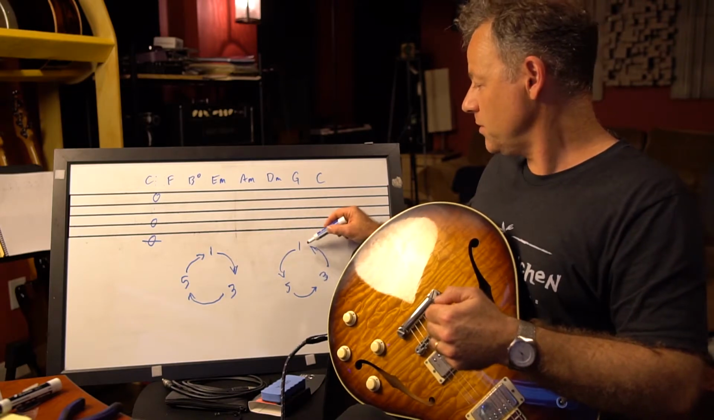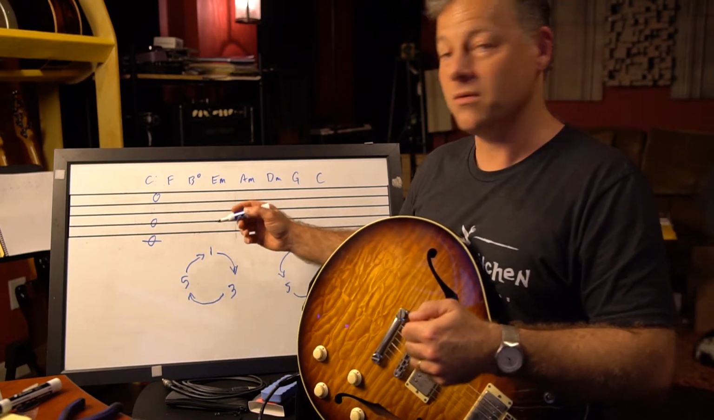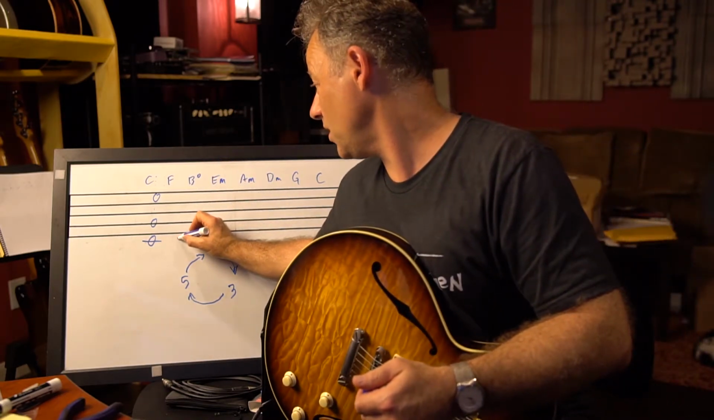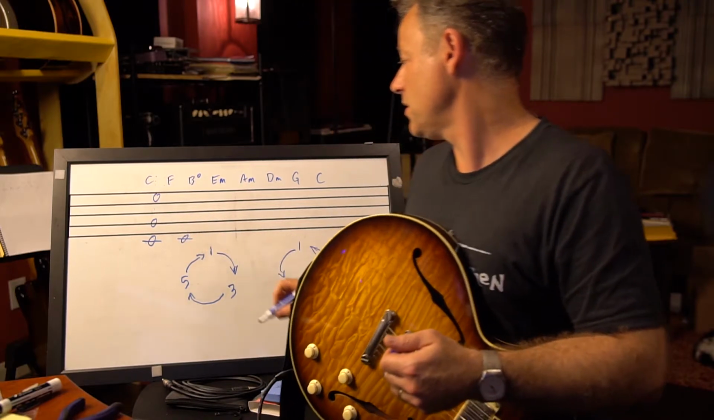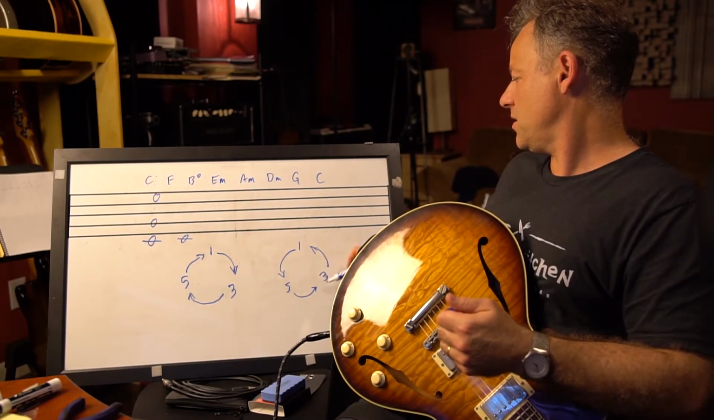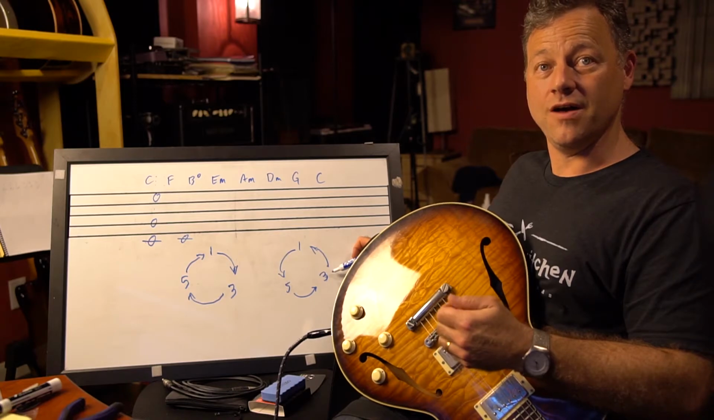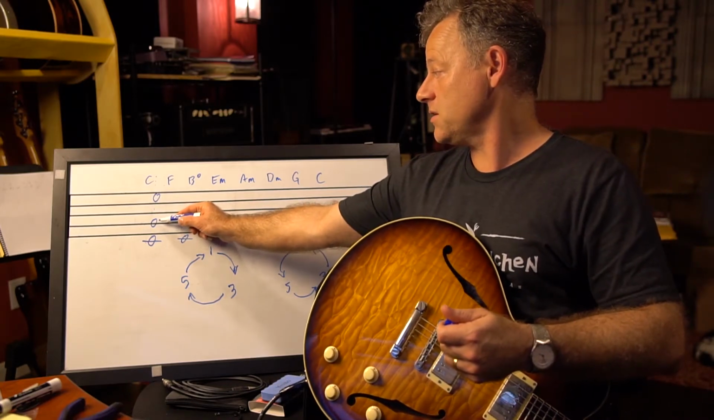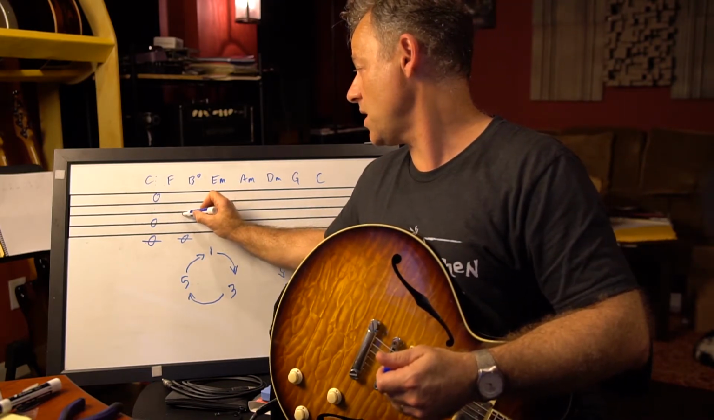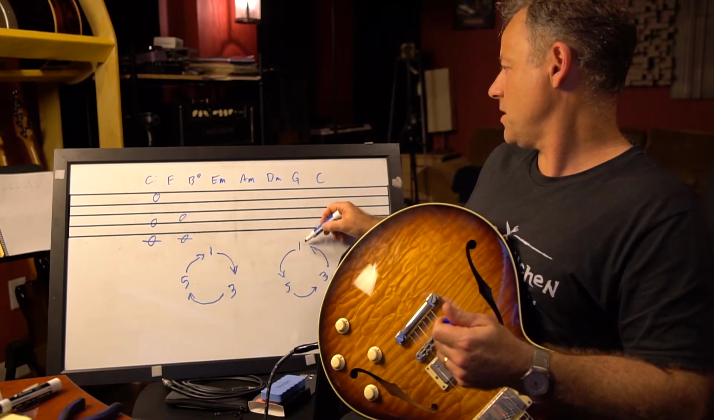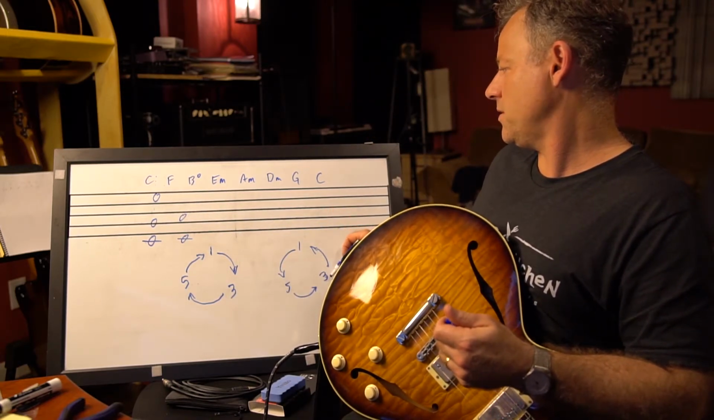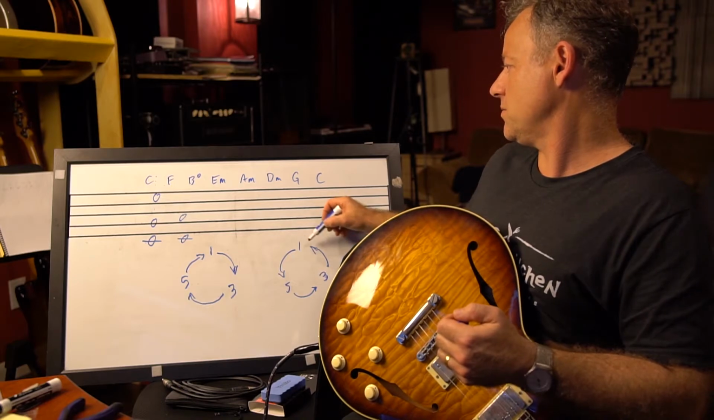Root is going to go to the fifth of C. I'm sorry, root of C is going to go to the fifth of F. What's the fifth of F? It's a C. So it's going to stay put. All right, and then the fifth is going to go to the third of F. So the fifth of C is going to go to the third of F, which is A. And then the third of C is going to go to the root of F.